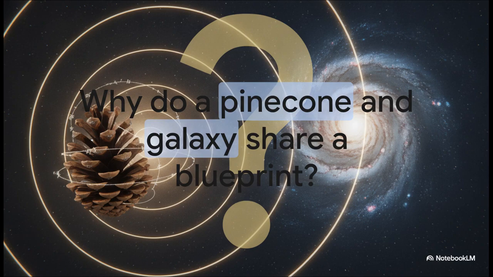We're going to kick things off with a pretty grand mystery. Seriously. Take a second to think about this. Why on earth do incredibly diverse things, like a tiny little pine cone you'd find in the woods and a massive sweeping spiral galaxy floating in the depths of space, why do they appear to share the exact same architectural blueprint? I mean, it sounds like pure science fiction, right? But this connection, it's not a coincidence. It's actually rooted in a highly specific, observable mathematical law that dictates how things grow and expand in our universe.